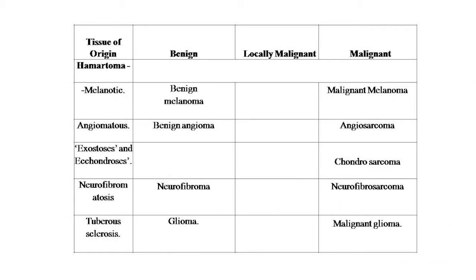Now the tissue origin is the hematoma, that is the melanotic. Benign tumor is benign melanoma and malignant tumor is the malignant melanoma. Angiomatous tissue origin: the benign tumor develops the benign angioma and malignant is the angiosarcoma. Exostosis and achondrosis develop the malignant tumor of the chondrosarcoma. Neurofibromatosis: benign is neurofibroma and malignant neurofibromatosis. Tuberous sclerosis tissue origin develops the benign tumor is a glioma and malignant tumor is malignant glioma.